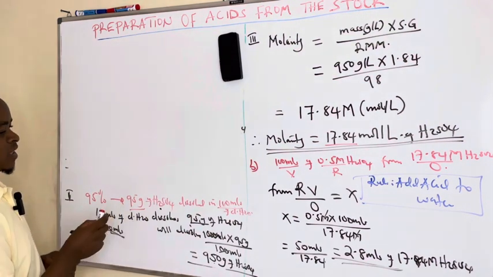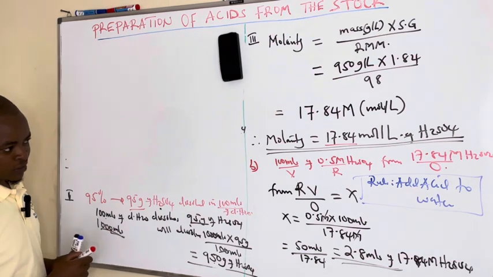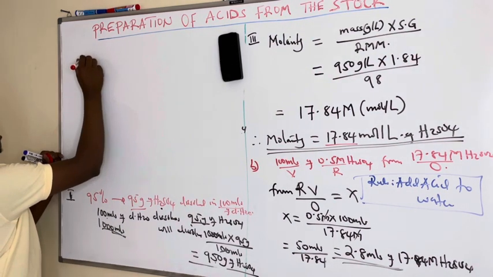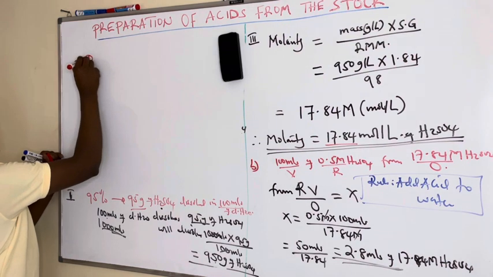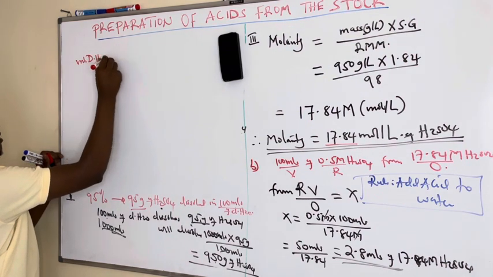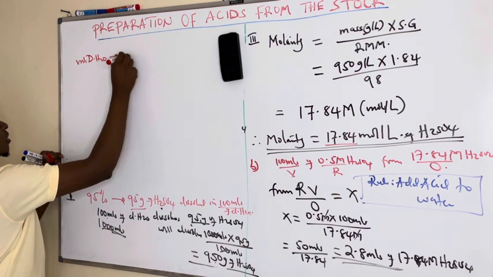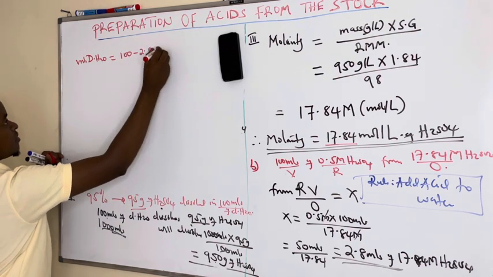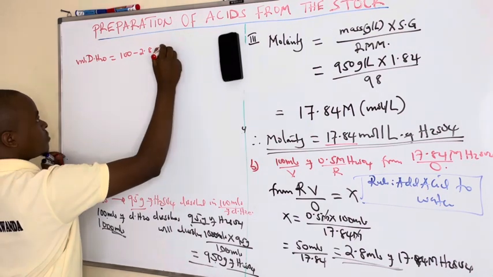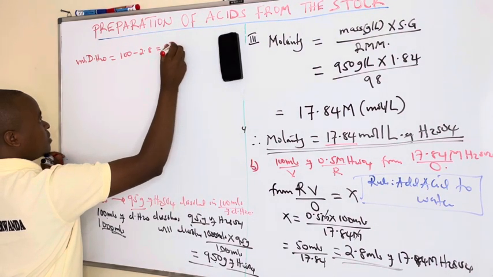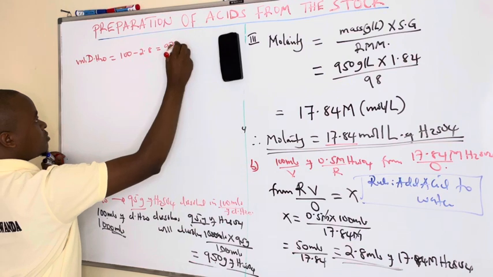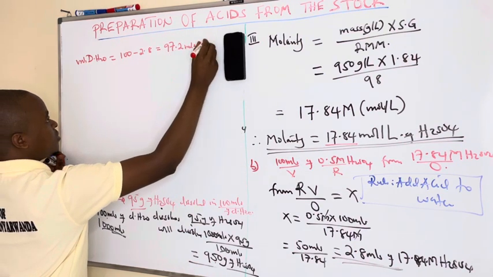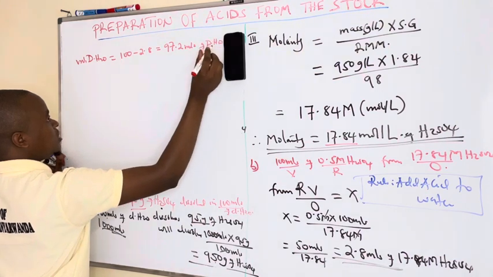So we need to first calculate the mils we need of distilled water. To get mils of D water to add, we shall get 100 minus 2.8. And this one shall give us 97.2 mils of D water. So this is what we shall need.